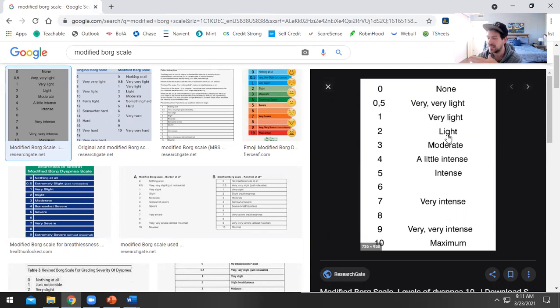Then we've got light activity, which is sort of like a gentle walk. Moderate activity is where maybe you're getting into a fast sort of power walk. But then we start to get to a 4, which is a little bit intense. This is where, in my opinion, the real cardio starts. So a 3 on this version of the Borg scale is your warm up, with a 4 or 5 being zone 1, a 6 and 7 being zone 2, and an 8 and a 9 being zone 3. So we really like this version of the scale as well.